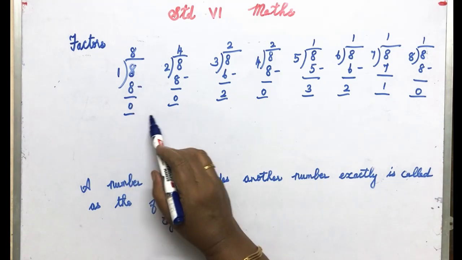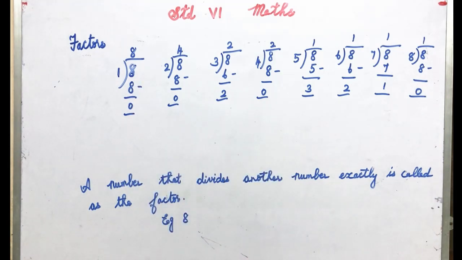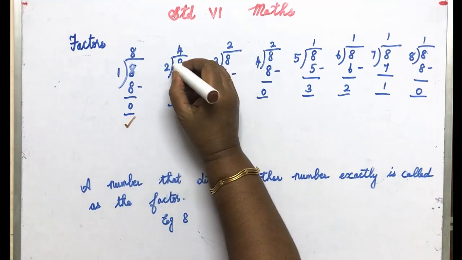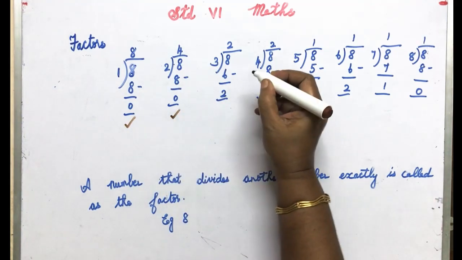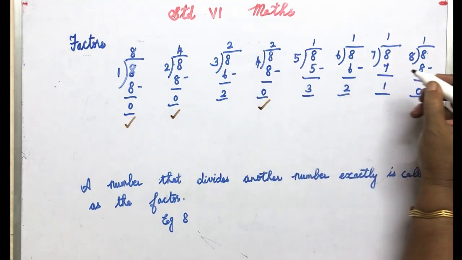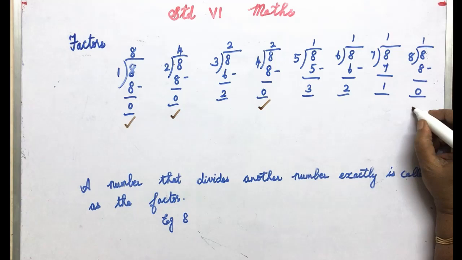For some numbers we get the remainder 0, but for some numbers we are getting 1, 2, 3 as the remainder. Now, we will find out for which numbers we get the remainder as 0. If we divide by 1, remainder is 0. If we divide by 2, remainder is 0. If you divide by 4, remainder is 0. If we divide by 8, remainder is 0.